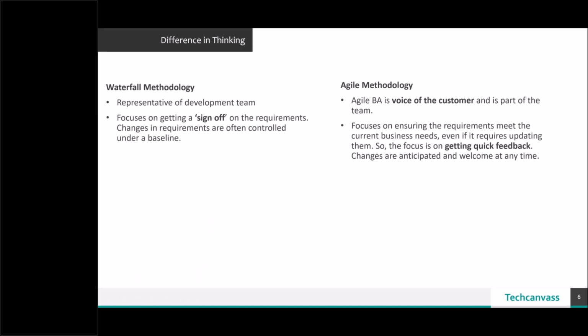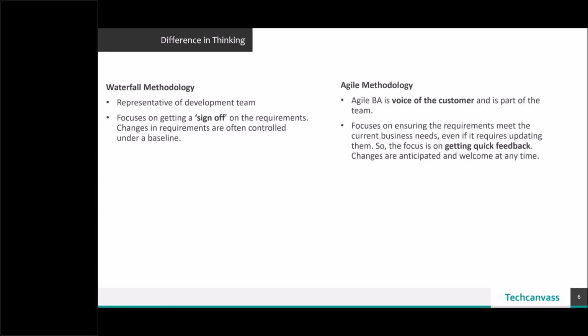Then we talk about the difference in the thinking of the traditional BA and the agile BA. A traditional BA will always be a member of the development team. He will always be representing the development team in front of the business users. In some projects I have done, I have been responsible for the timelines as well as the things which are out of scope, which cannot be included. More or less, the focus is always on getting the sign off after a particular milestone is delivered.